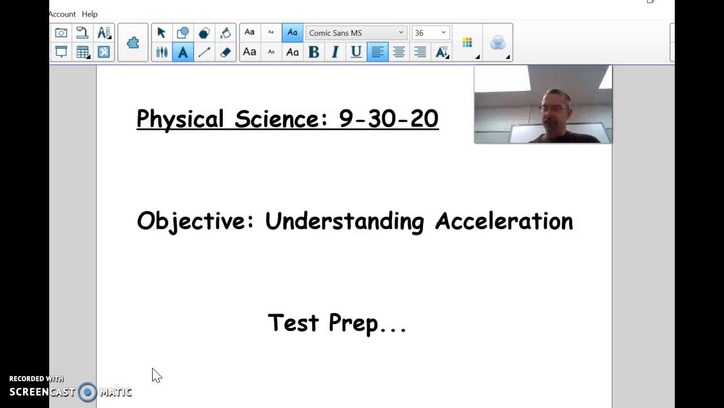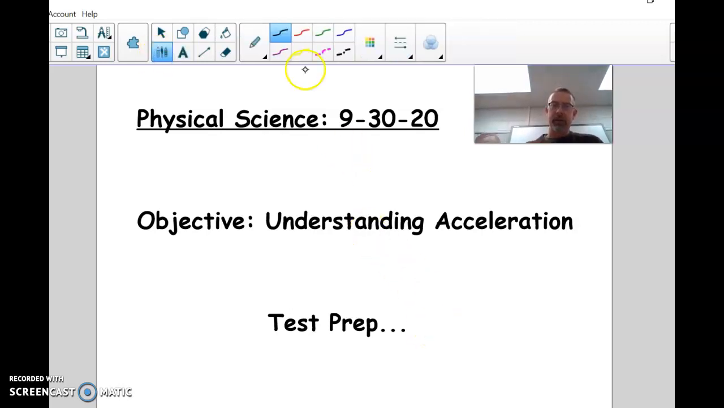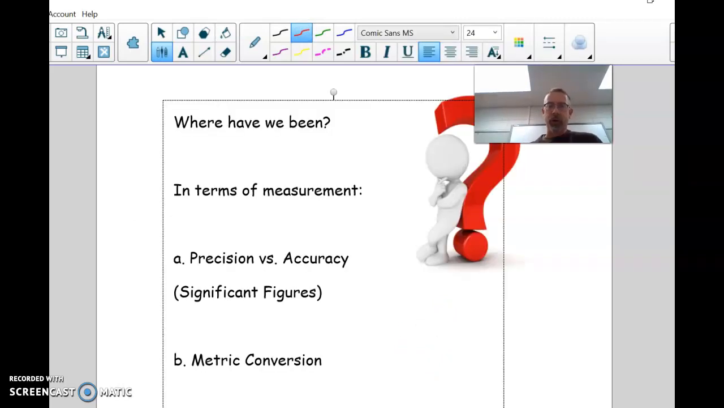So today is our last topic in this unit, and we are going to try to understand the idea of acceleration. We're also going to review a couple ideas that we've covered, so we are ready for a test that's coming up fairly soon. So, where have we been? What have we talked about so far this chapter?